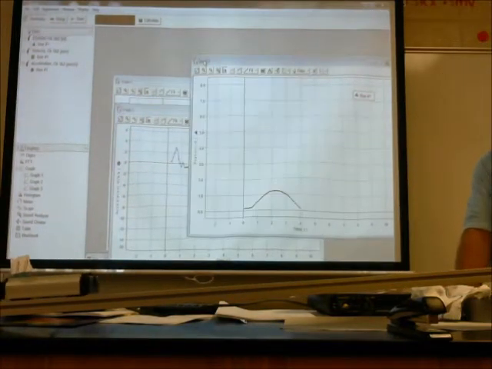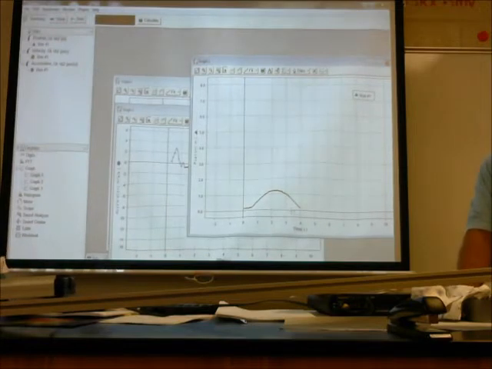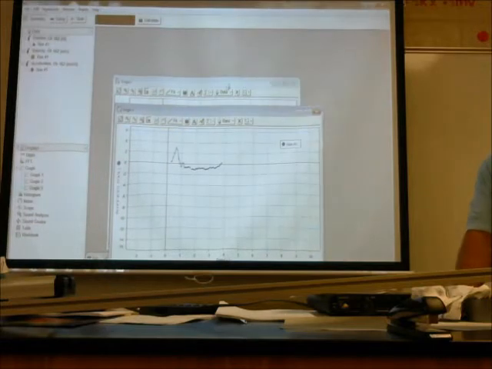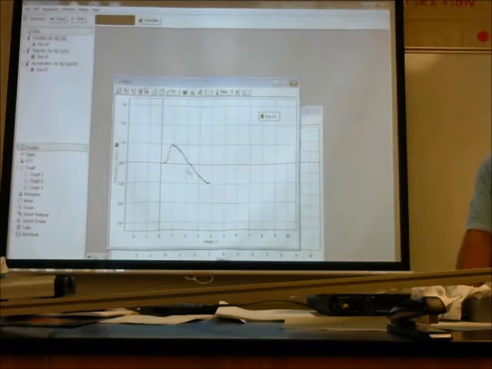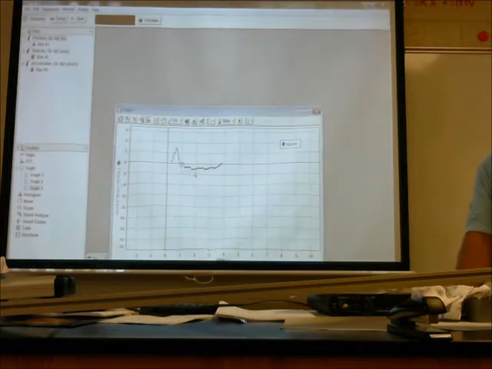So my position, parabola back to where it started. My velocity, down and continuing to get bigger. My acceleration, negative the whole time. Is everybody good there?